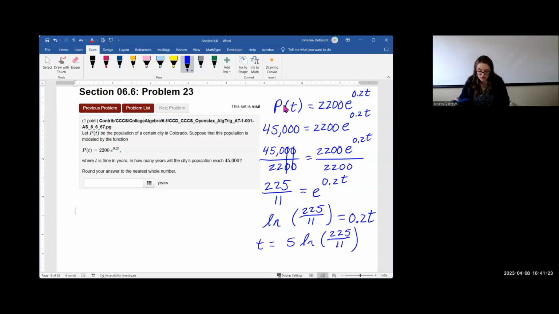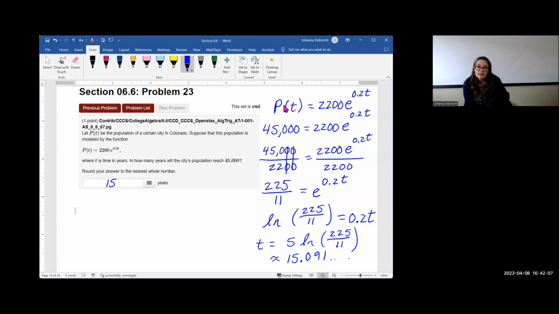Now I have to use my calculator in order to figure this one out, since 225 divided by 11 is not a power of e. So I'm going to type in 5 times natural log, open parentheses, 225 divided by 11, close parentheses, equals, and my time period is roughly 15.091, and so on. Now they asked us to round to the nearest whole number, so we're going to round to 15, right? So 15 years at that growth rate is what it would take to go from 2,200 to 45,000. That's a really fast growth rate.